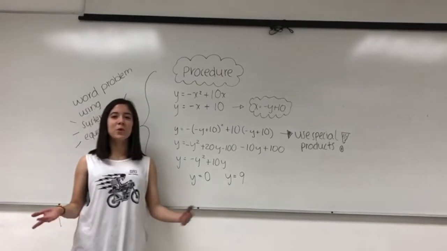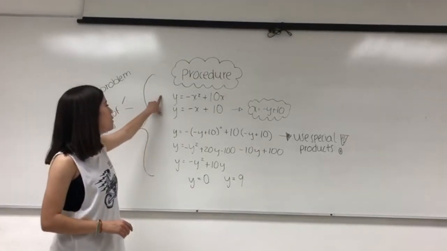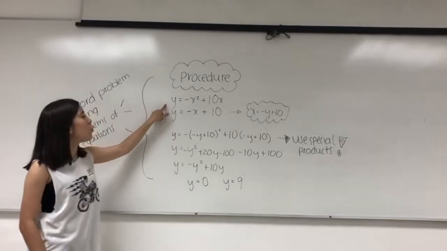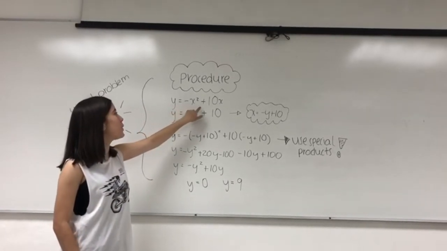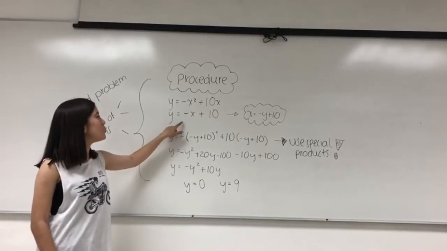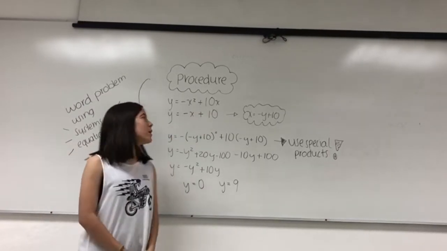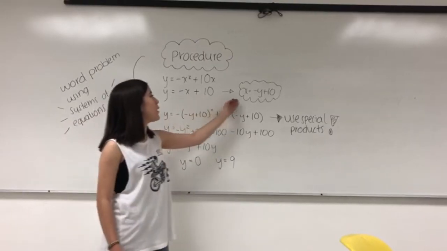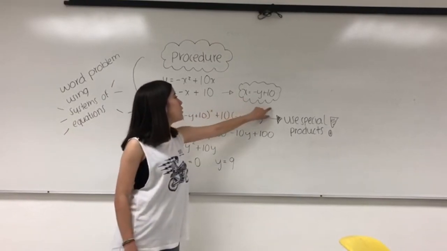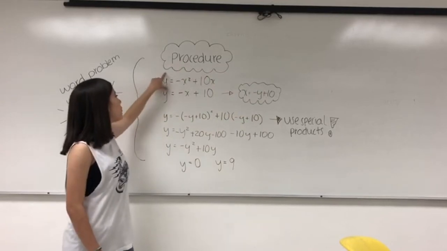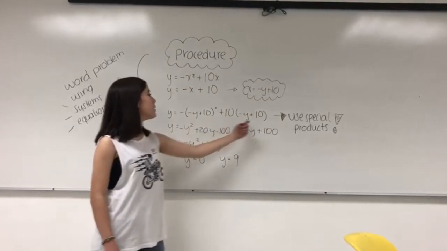So, to answer this problem, we first of all need to take a look at the equations. The first one is y is equal to minus x squared plus 10x, and y is equal to minus x plus 10. We are going to use the method of substitution. First, we need to solve for x. And this little equation, you need to substitute into the first equation, and it's going to look like this.